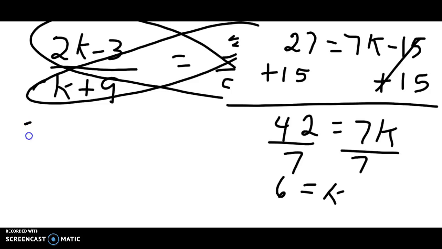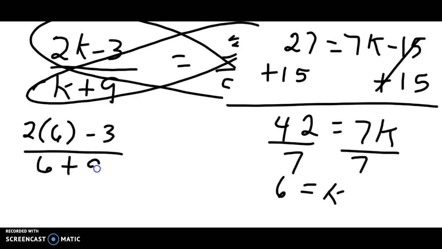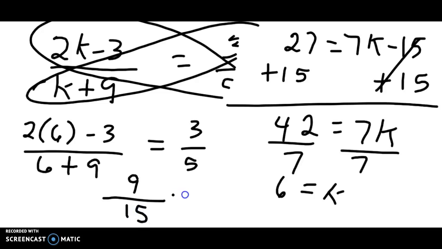Again, you're going to check that answer. So you're going to say 2 times 6 minus 3 divided by 6 plus 9 is supposed to be equal to 3/5. That's 12 minus 3 is 9, and 9 and 6 is 15. So I can cross multiply and I will get 45, or I can even see, can I simplify 9/15 to equal 3/5? Yes, I can.